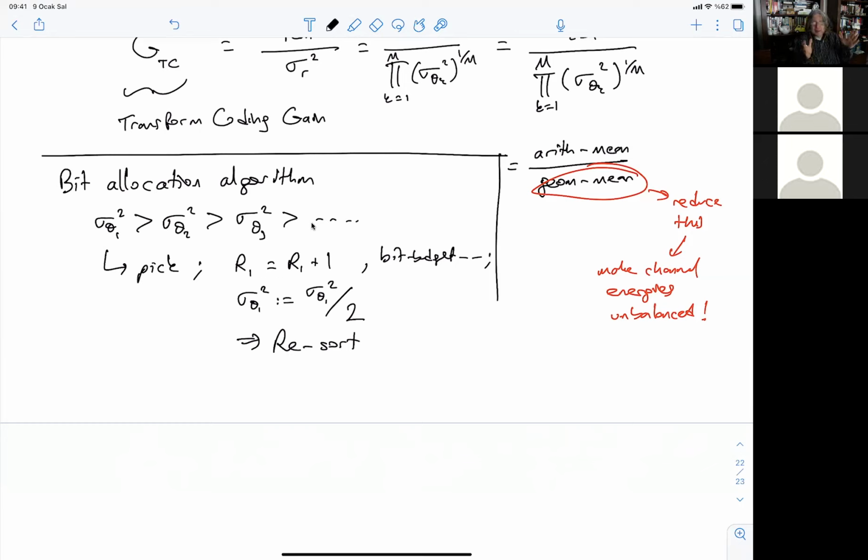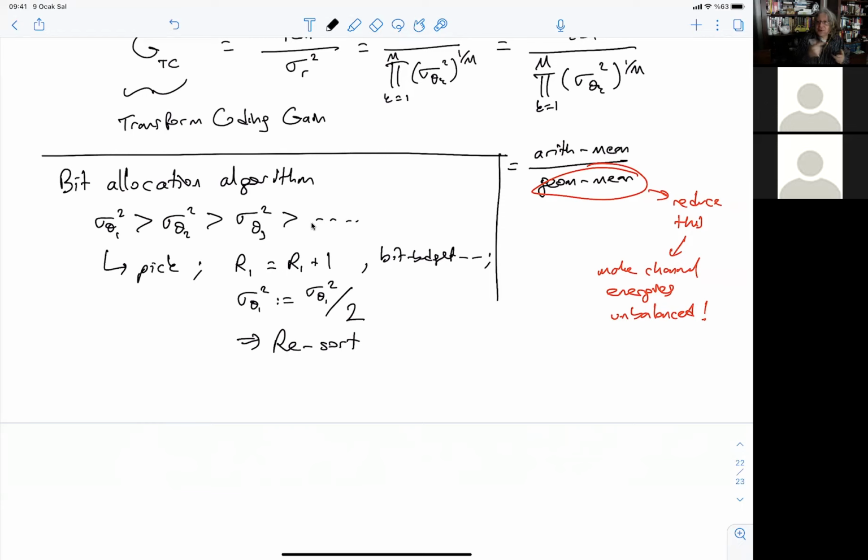You have a total number of bits, of course. You sort again. This time the second channel is the largest. So you assign 1 bit to the second channel, and you reduce the energy of the second channel by half. You make it half, and you also reduce the bit budget by 1, 2. Because now you have used 2 bits.